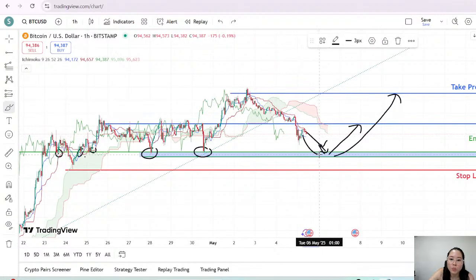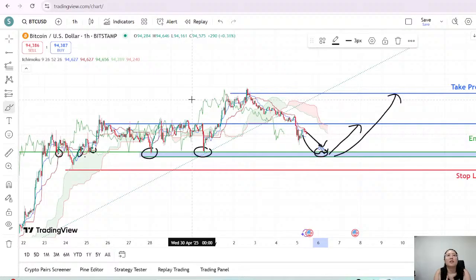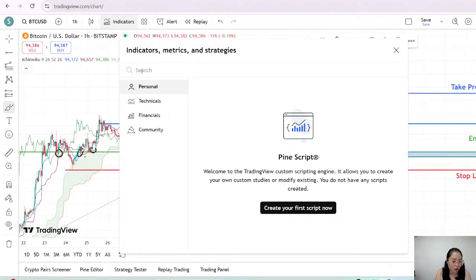So we need to wait until price gets here and then you can pull up some indicators. Usually some indicators will show you some indication of bullishness if it's really bullish.